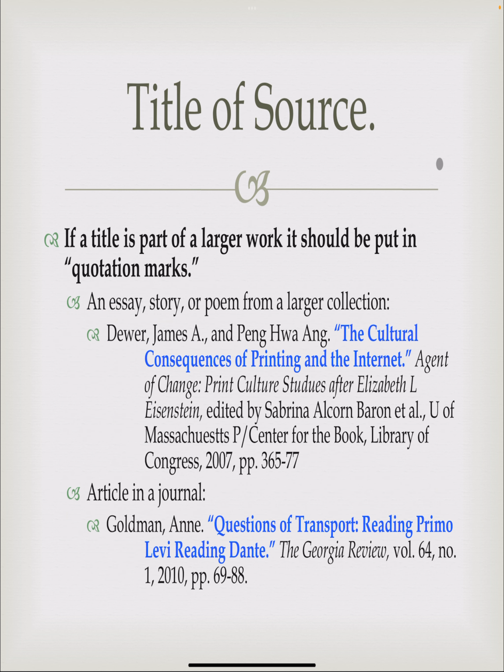The next component, title of the source, again followed by a period: if it's part of a larger work, you'll want to include quotation marks. So for example, if it's an essay, a story, or a poem from a larger collection, this would be the actual source in quotation marks, followed by, in italics, the larger source that it comes from. Right, so here, for example, Questions of Transport, reading Primo Levi, reading Dante. So this is the essay or article from the larger publication, the Georgia Review.